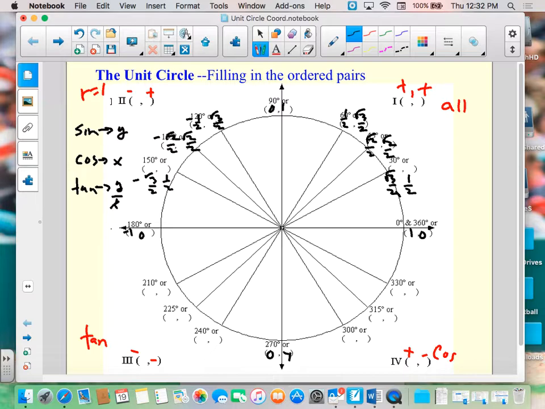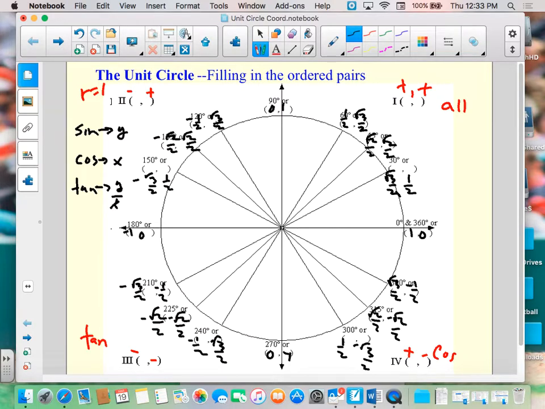Then you'll come down here, and they'll go negative, negative. So we're going to go negative root 3 over 2, negative 1/2. Negative root 2 over 2. Negative root 2 over 2. This one will be negative 1/2, negative root 3 over 2. Then you come to the last quadrant and you go x, negative y, so it'll be 1/2, negative root 3 over 2. Root 2 over 2, negative root 2 over 2. And root 3 over 2, negative 1/2.